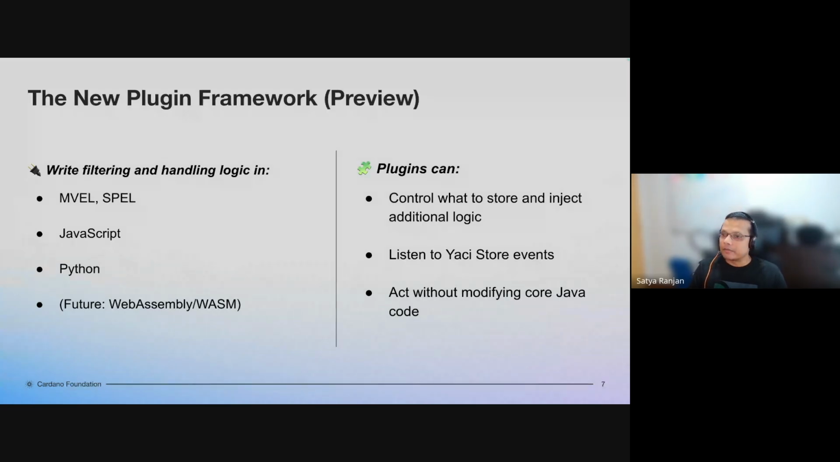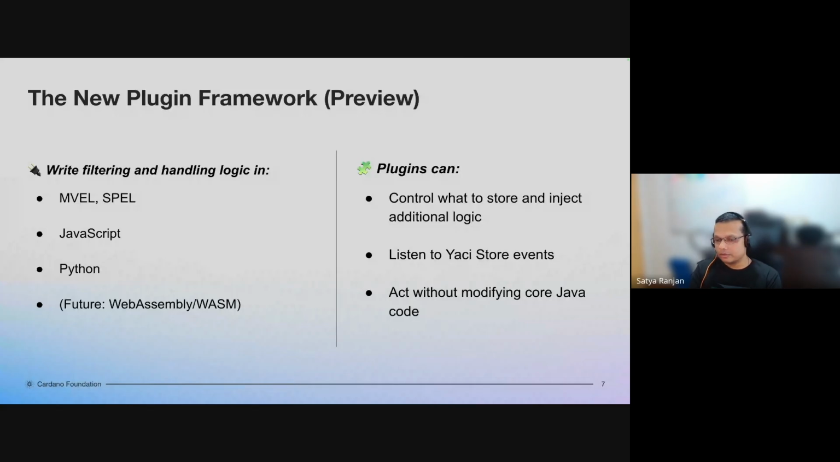So in the current release, we have introduced something called plugin framework. What it means is right now you can write your plugin, which is custom logic, in any language, like the languages listed here. Like you can write in MVEL. MVEL is a simple expression language, and SpEL is the Spring Expression Language, but it's very limited. And you can also write your plugin in JavaScript and Python. What happens when you write this plugin or custom logic? Those, as a plugin, will be injected into the Yaci Store data pipeline. And you can filter data, and you can say, okay, you want to store this kind of data, you want to transform data this way.